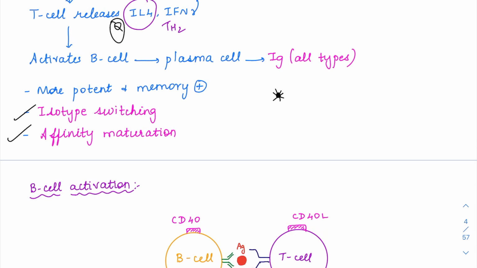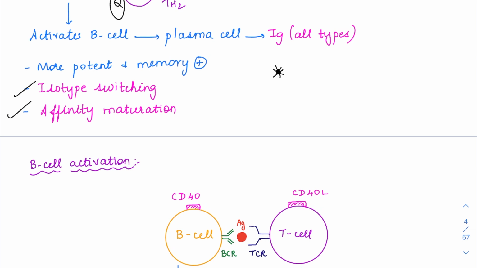This isotype switching and affinity maturation will happen only when interleukin 4 produced by the T cells is present. So, the T cell dependent immune response is the strongest immune response. Understood? Proteinaceous antigens are going to produce a T cell dependent immune response, which is going to activate the B cells to cause isotype class switching and affinity maturation. Why is it important? Because this type of immunity is going to have a lot of memory. Memory is needed for long persistent immunity against the same antigen, right? So, this T cell dependent response has the maximum potency and memory.